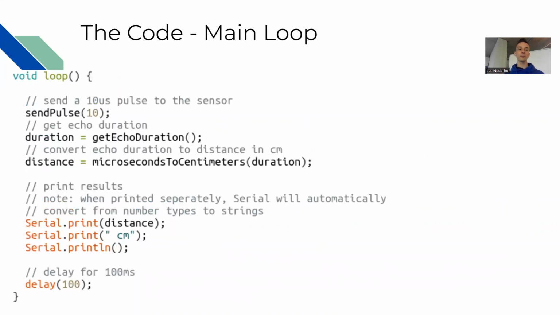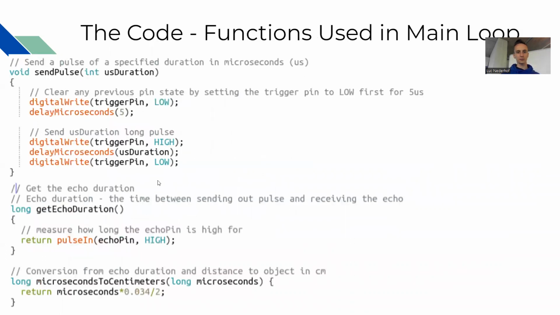You've got your main loop here. You've got a send pulse. All it does is send that 10 microsecond pulse, and then it gets the echo duration. The duration is exactly proportional to how long it took for that wave to get back. So our distance is the conversion from microseconds to centimeters of duration. So yeah, echo duration to distance in centimeters. I believe they have to do the math for that.